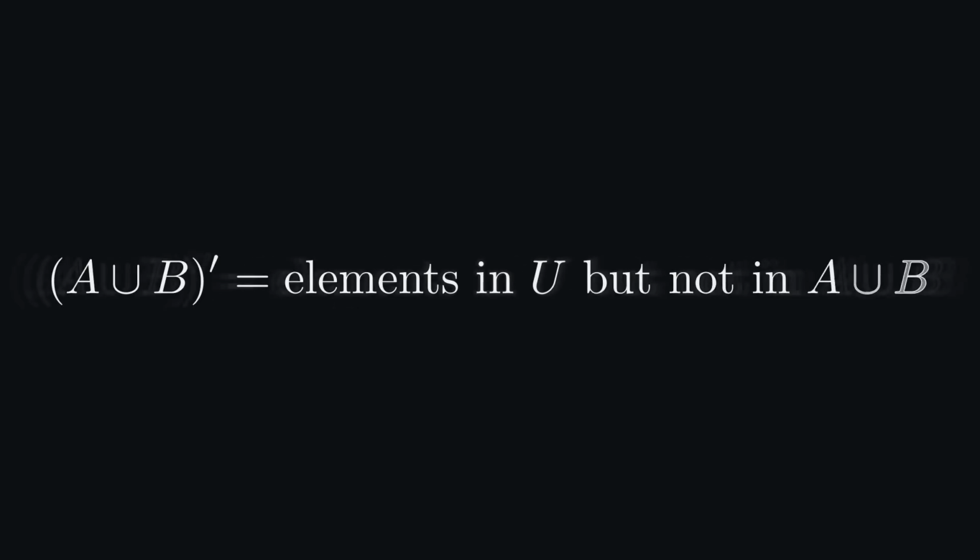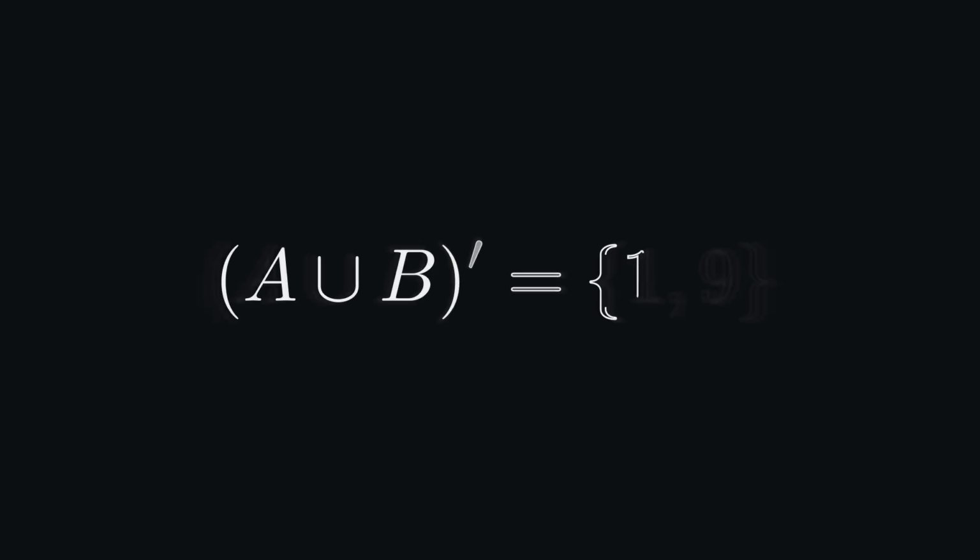Next, let's find the complement of A ∪ B. The complement of A ∪ B includes elements in U, but not in A ∪ B. Let's highlight the complement. The elements in the complement are 1 and 9. Now, let's write down the complement. The complement of A ∪ B consists of 1 and 9.